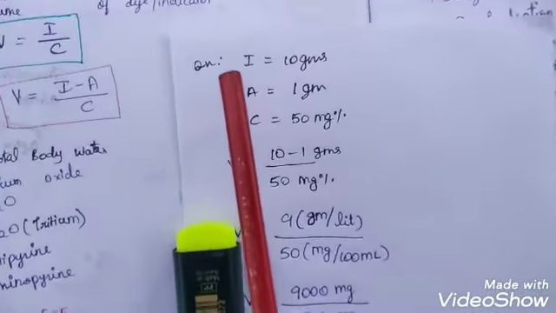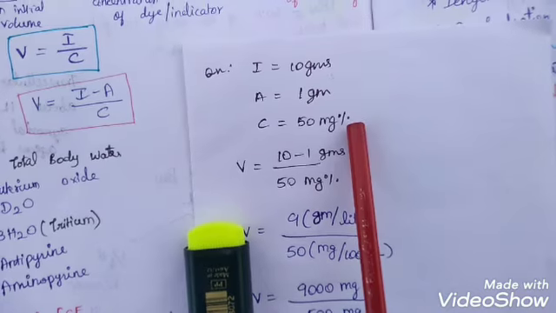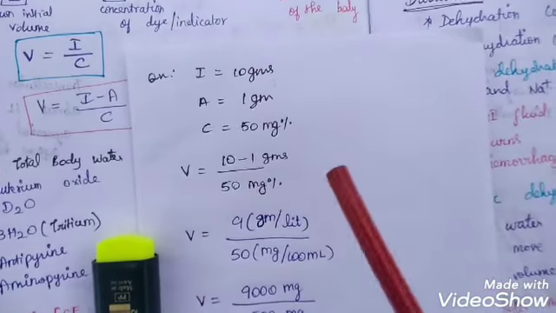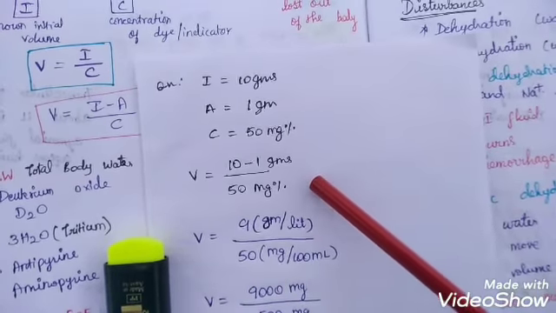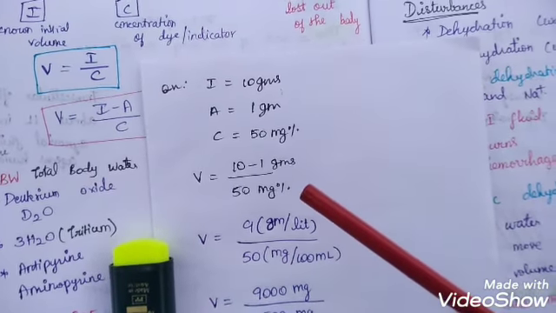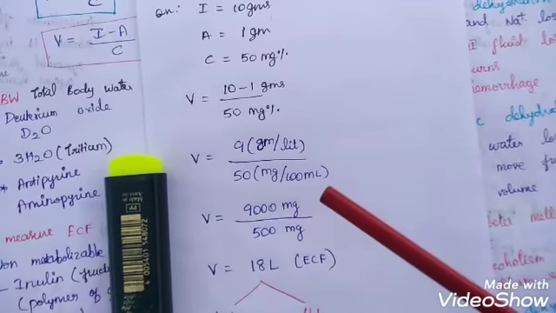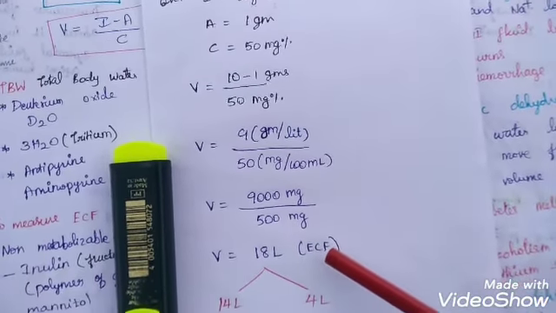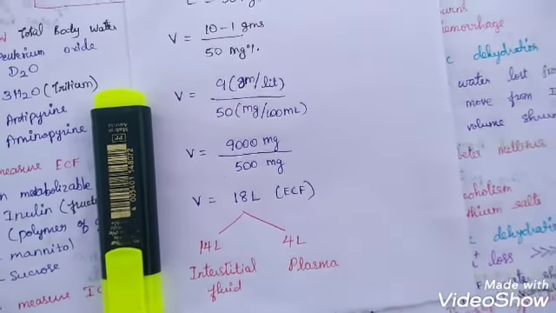So this is the question. They have given I is equal to 10 grams, A is 1 gram, and concentration is 50 milligram percent. So let's calculate: 10 minus 1 grams divided by 50 milligram percent, and let's convert everything per liter. So here 9 gram per liter, and milligram percent is milligram per 100 ml. So it comes like 9000 milligram divided by 500 milligram is equal to 18 liters of extracellular fluid, and we know that 3/4 is interstitial fluid and 1/4 is plasma.